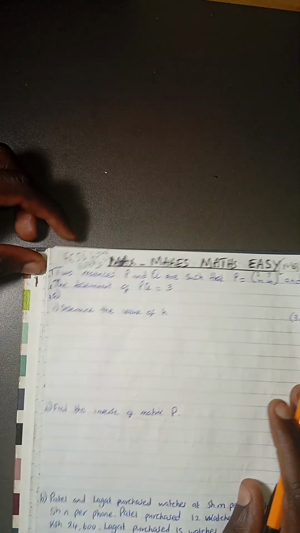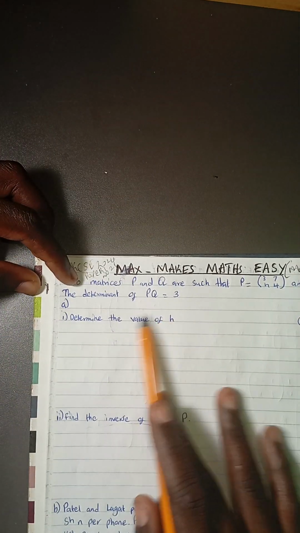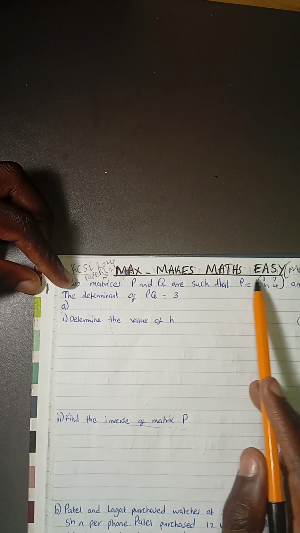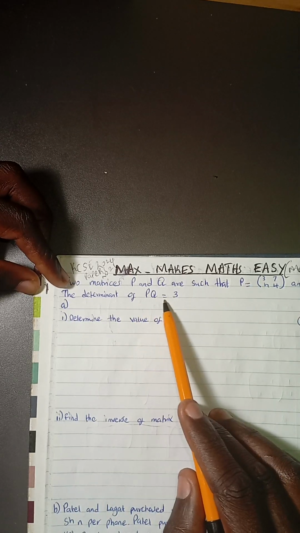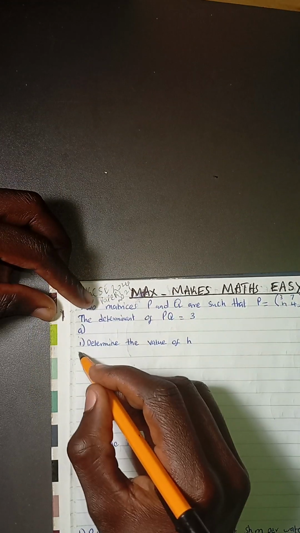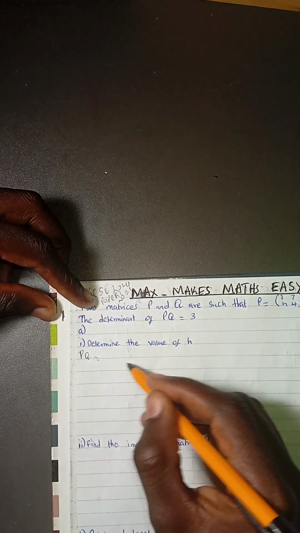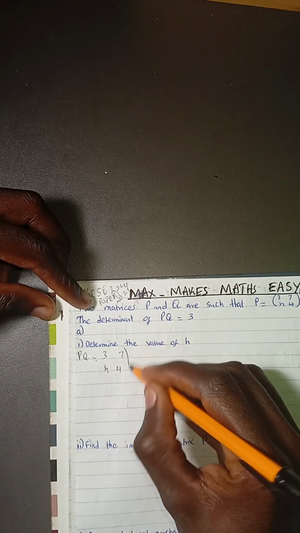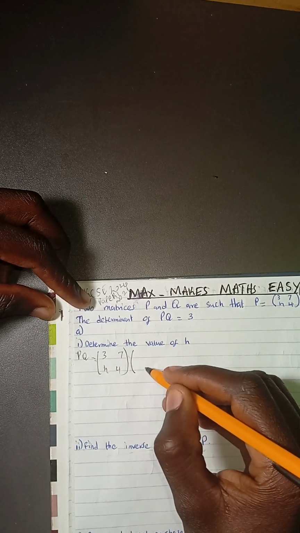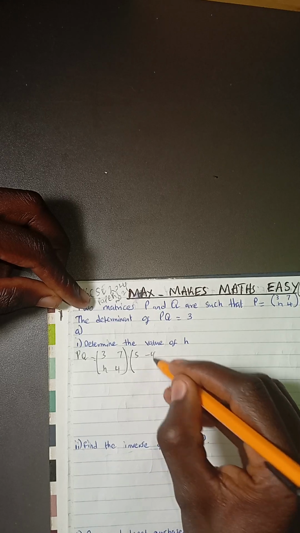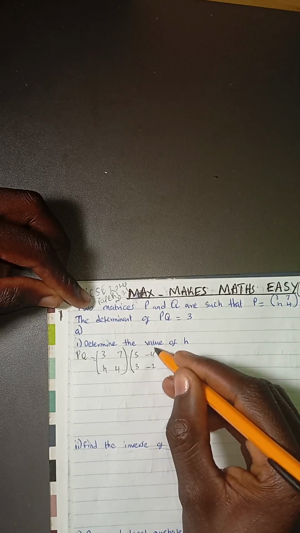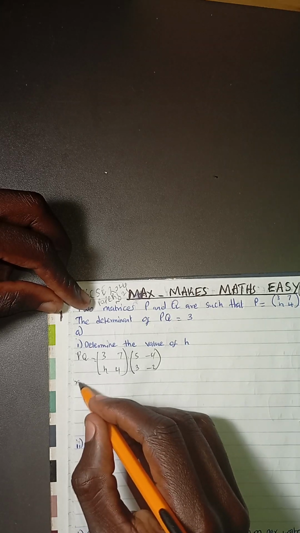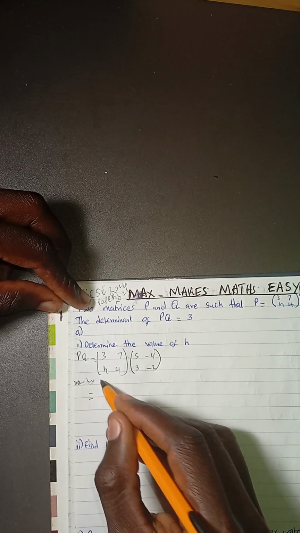So what are we going to do to find the value of h? We are going to multiply P and Q, then the determinant we equate it to 3. So PQ is equal to [3, 7; h, 4] times [5, -4; 3, -2]. I hope you know how to multiply matrices. So matrices, we multiply row by column.